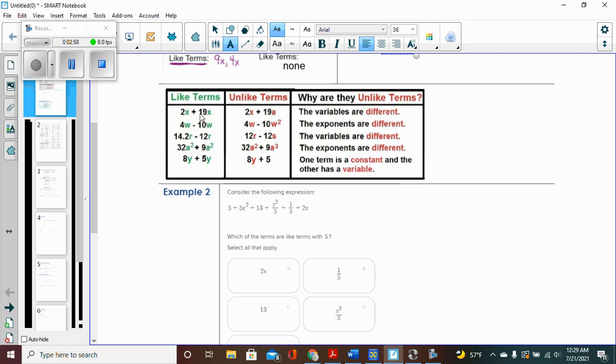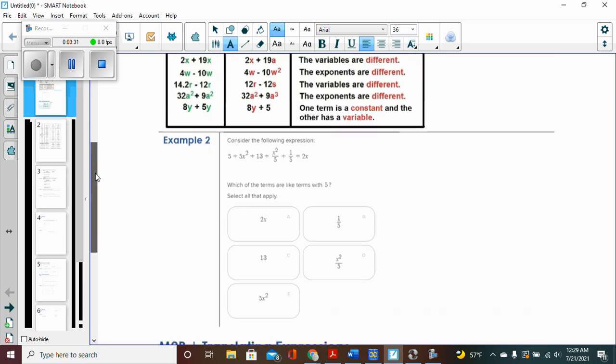If I combine 2x's plus 19x's, it would be like saying 21x's. If I combine 4w's minus 10w's, it would be like saying negative 6w. Here, it would be like saying positive 2.2 r's. Here, it will be saying 41a squareds. 8y plus 5y is 13y's. But here, I cannot combine any of these. So keeping that in mind, let's move on to the next problem.